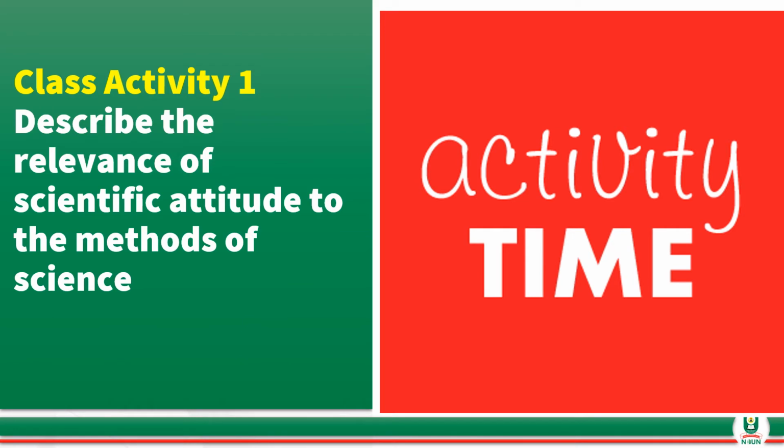Now at this point, let us try and think, get your pen, and describe the relevance of scientific attitude to the method of science. We have explained the process of science earlier, and now we have been able to see and explain the scientific attitudes. So establish a relationship and send it to our discussion forum. Let's move on.